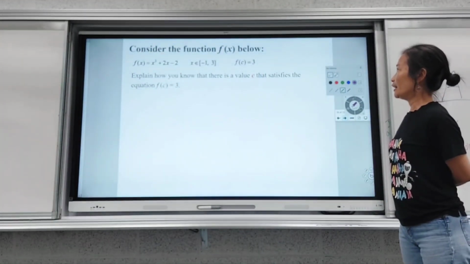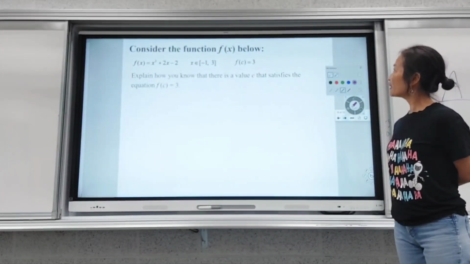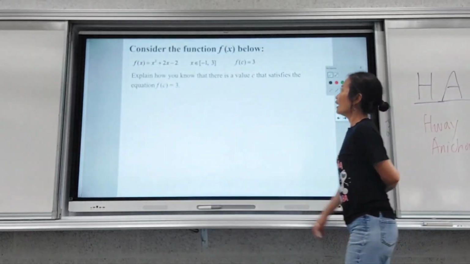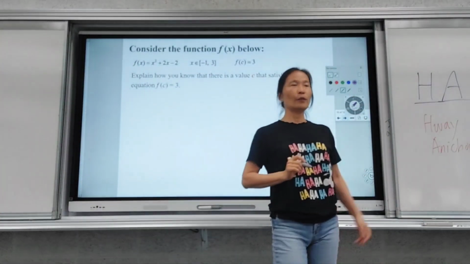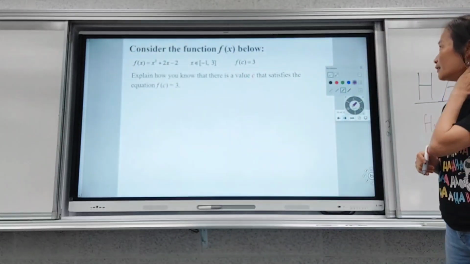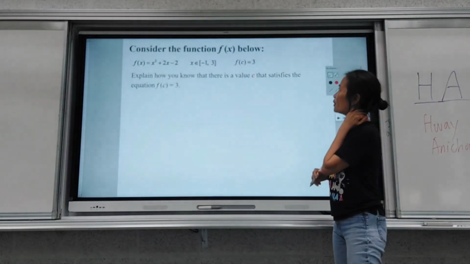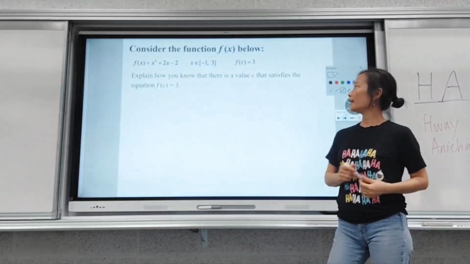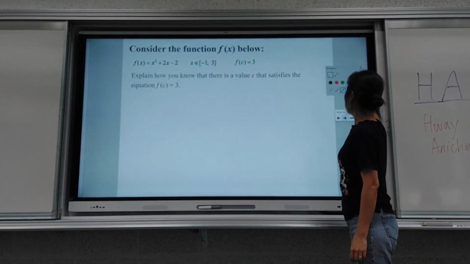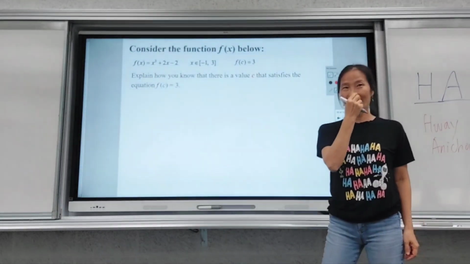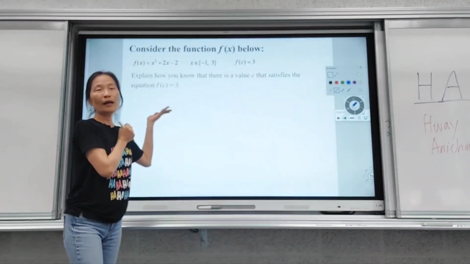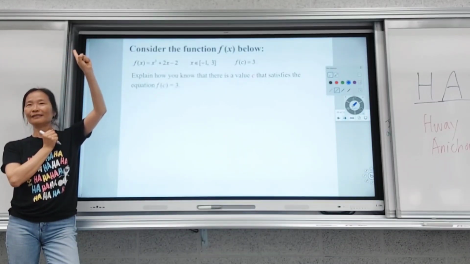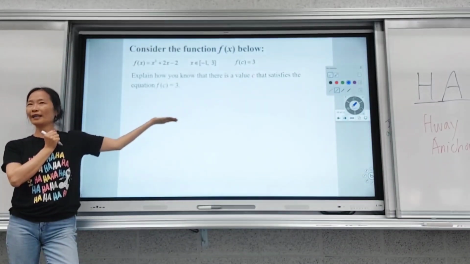Let's do this question. Consider the function f of x, which is x squared plus 2x minus 2, and x is within -1 to 3, which is a closed interval. Explain how you know that there is a value c that satisfies the equation f of c equals 3 in this domain. Okay, I'm going to start. First, what do I need to address? Remember the number 1? What do I need to address before I can use IVT?